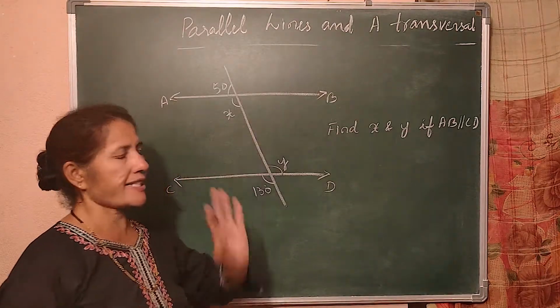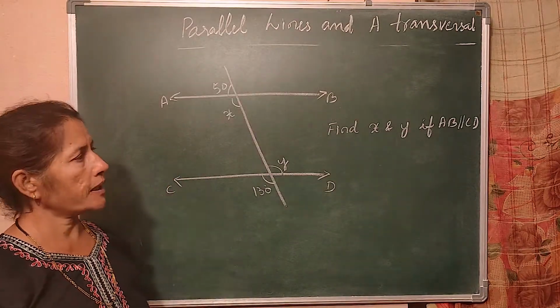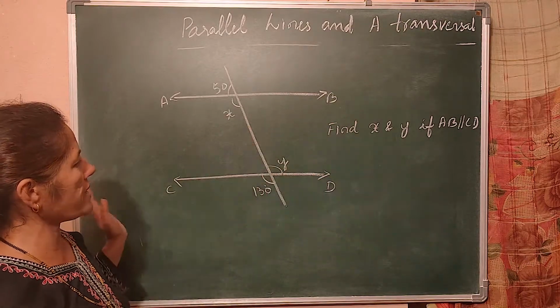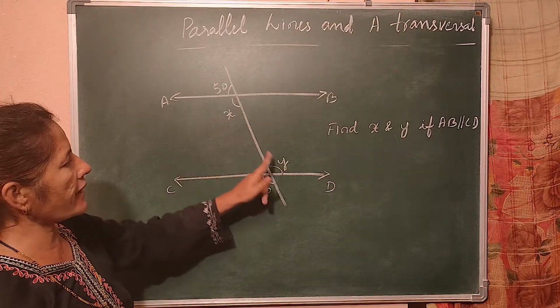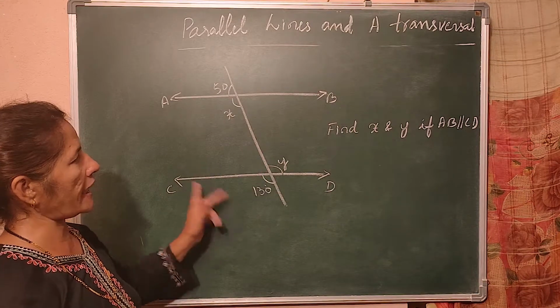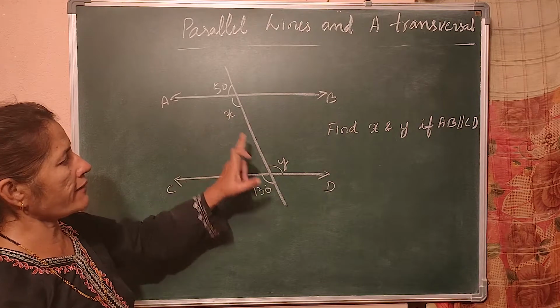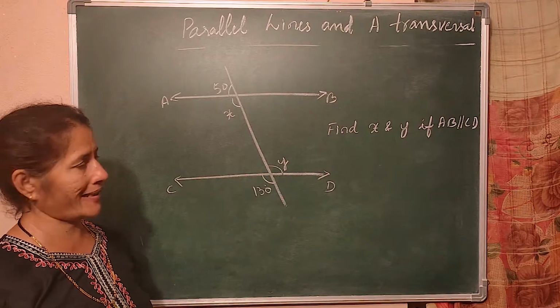Our first question in the exercise is very simple. Find X and Y if AB is parallel to CD. X is here, Y is here. AB is parallel to CD. So, very simple. X and Y are alternate angles, right?